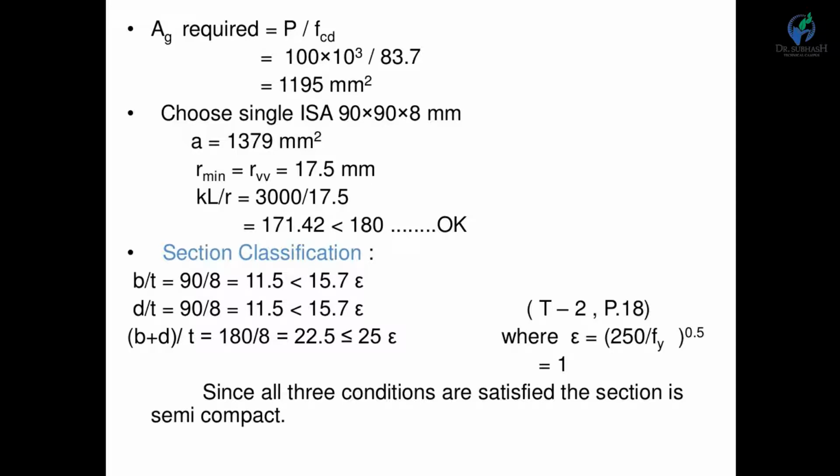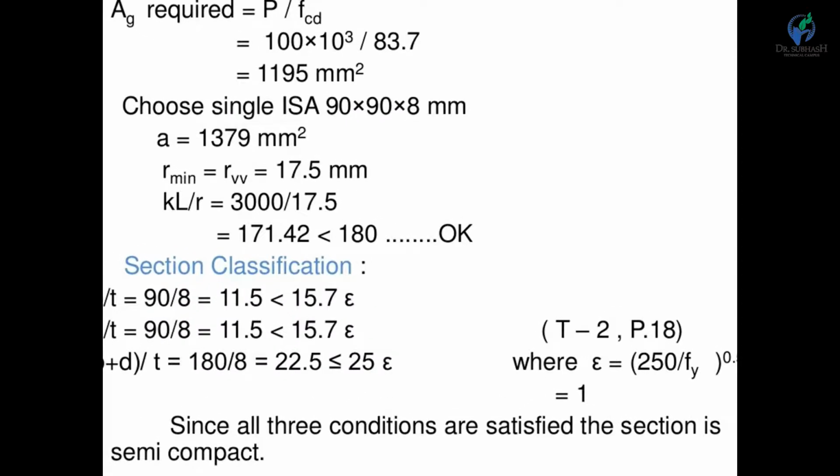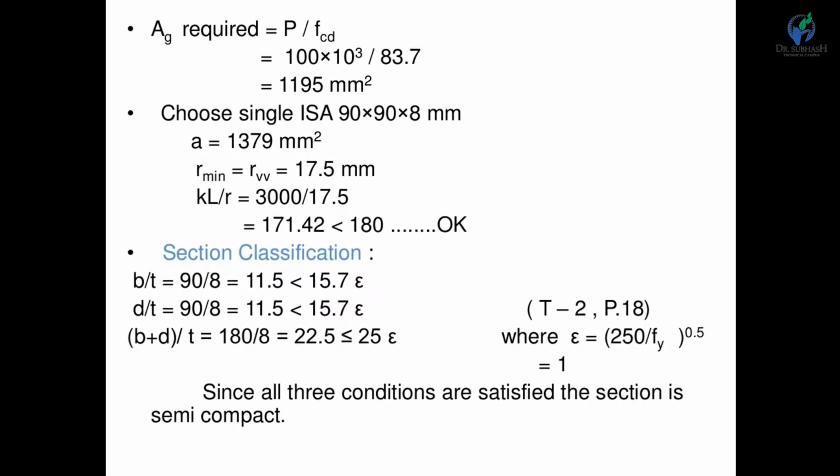So we choose as a trial section 90 by 90 by 8. Here I mention that if you design a double angle strut, always choose an equal angle section. It means both the legs of the angle should be the same. Here 90 by 90 by 8 mm we take as the trial section. According to the steel table, the area is 1379 mm square. So you can see that it is greater than 1195 mm square.